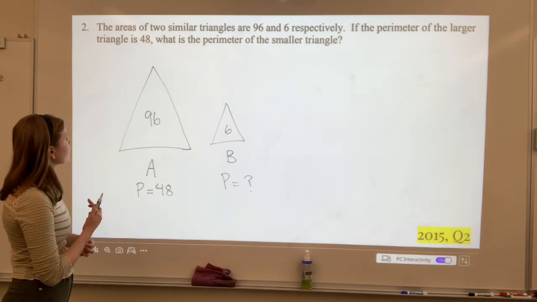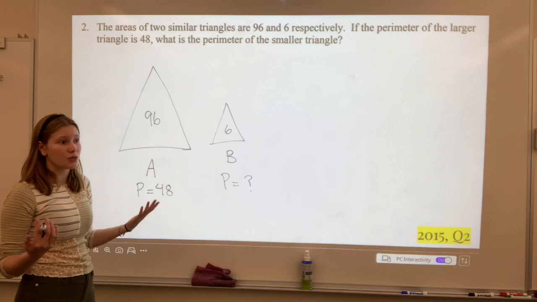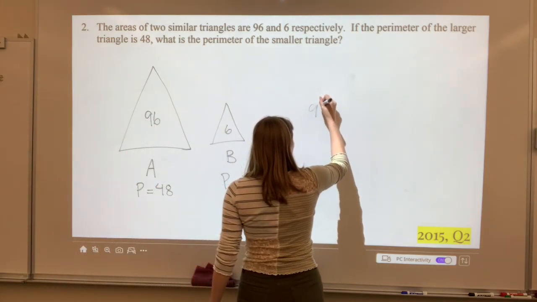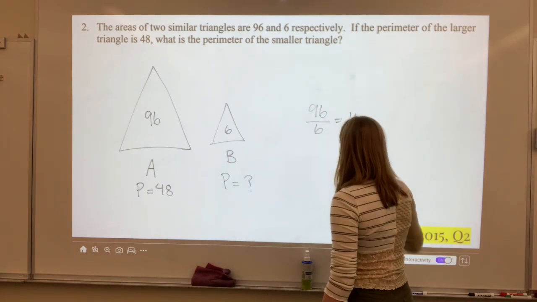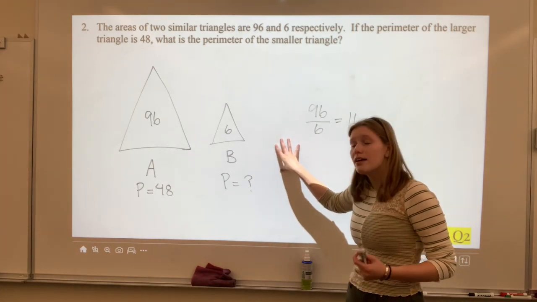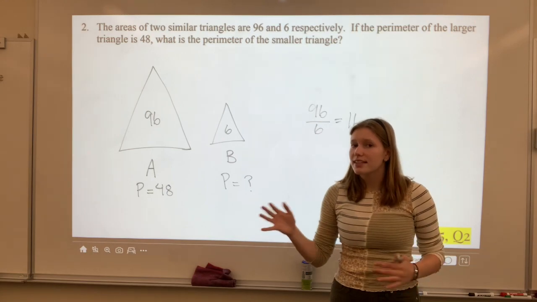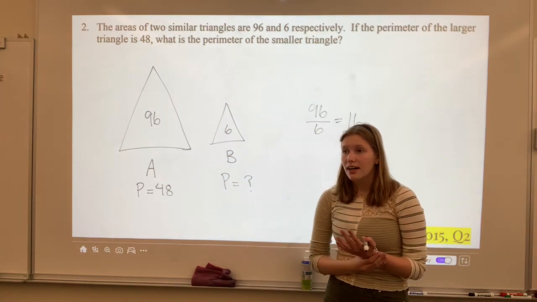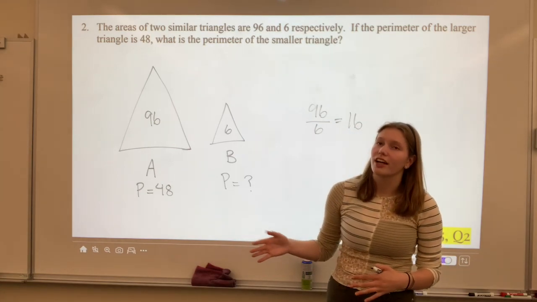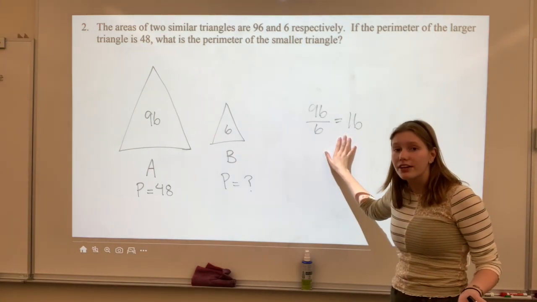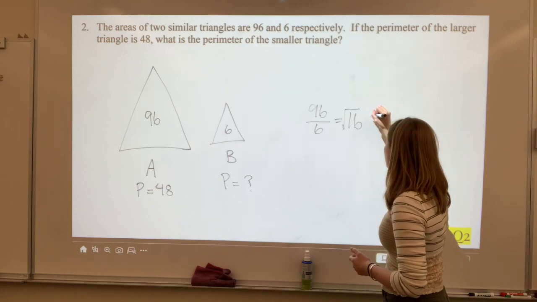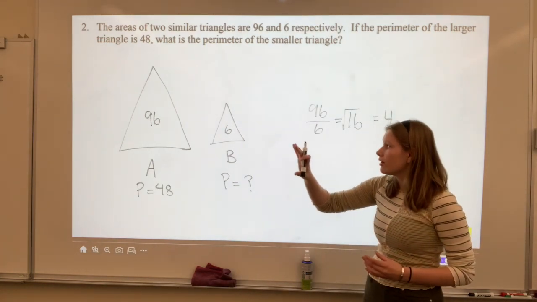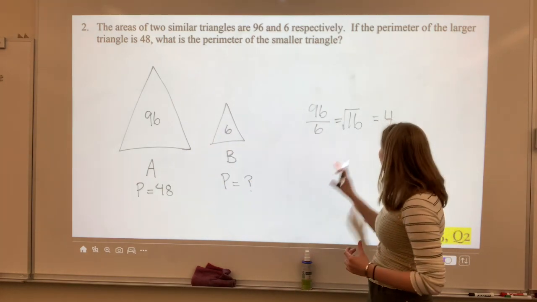So to find our scale factor, I'm going to divide 96 by 6, because that's whatever you have to multiply 6 by to scale up to triangle A. So 96 divided by 6 is equal to 16. So that's our scale factor between the two areas. But our scale factor between side lengths is not going to be 16. If you have a scale factor of 2 between two triangles, generally that's referring to side length. To find the scale factor for the area, you square the scale factor between the sides. So we have the scale factor for the area, so I'm going to find the square root of 16, which is equal to 4. So the scale factor between the side lengths from triangle B to triangle A is going to be 4.